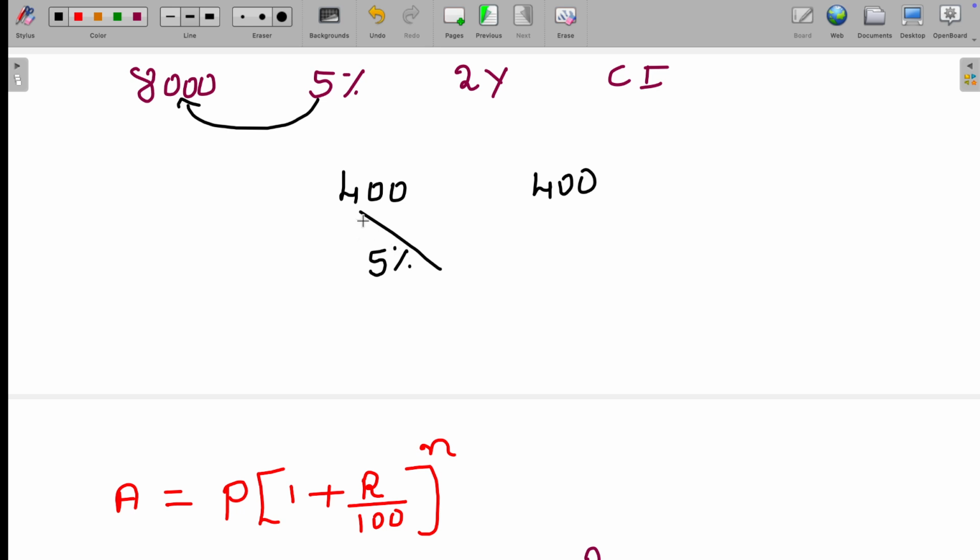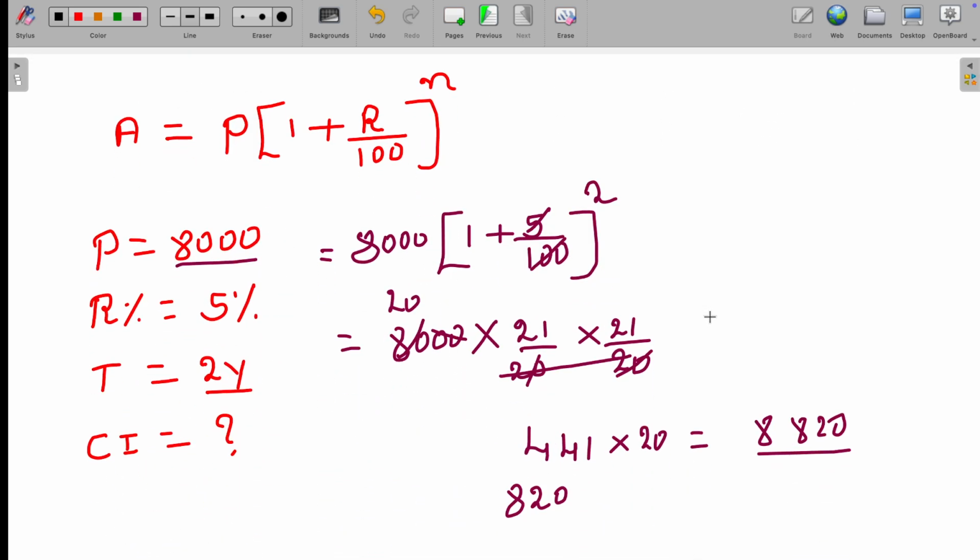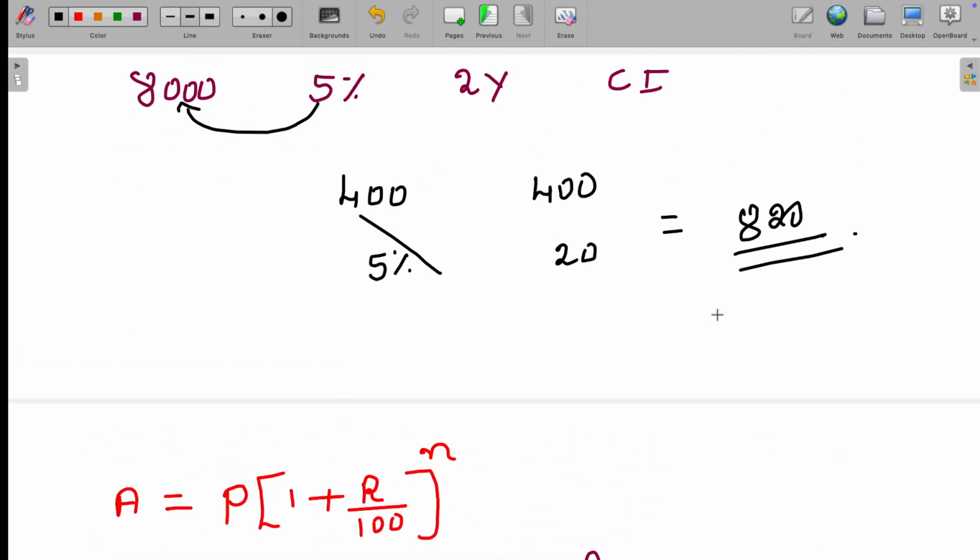For this also I will get 5 percentage of the previous year's 400. 10 percentage is 40, 5 percentage is 20. Is it clear? Then I will get this 20. So your final answer will be 400 plus 400 plus 20, so 820 rupees. Is it clear? Understood? 820 rupees is the interest.